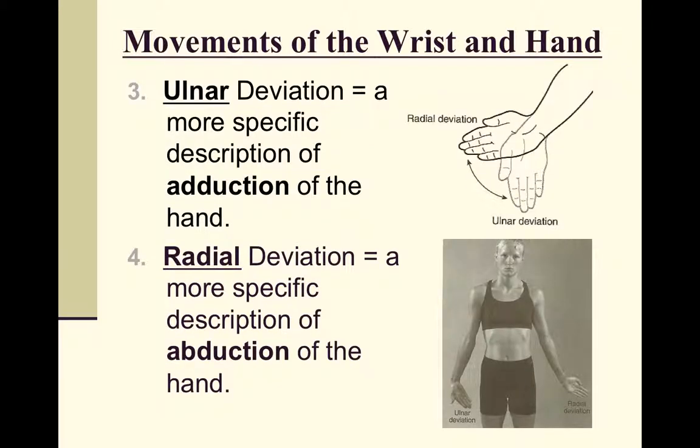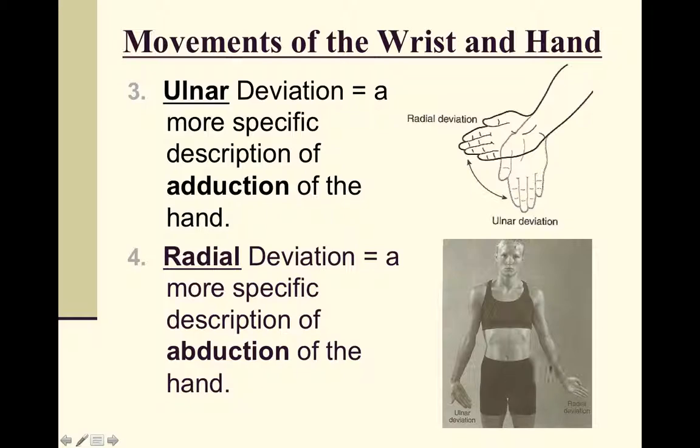The other two movements are new terms that you don't know. It should make sense. Basically, I'm moving towards one of the bones. So if I ulnar deviate my hand, I'm going to take my hand and lean it towards the pinky side, just like she's doing down here. And if I'm going to radial deviate, I'm going to move my thumb towards the radius.